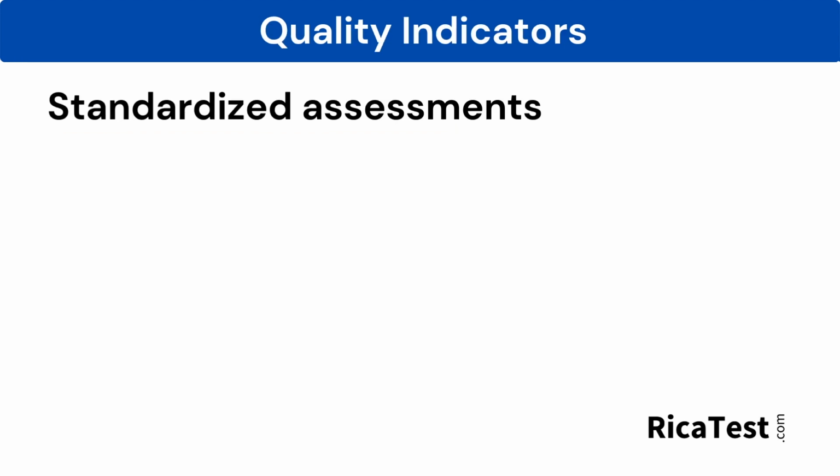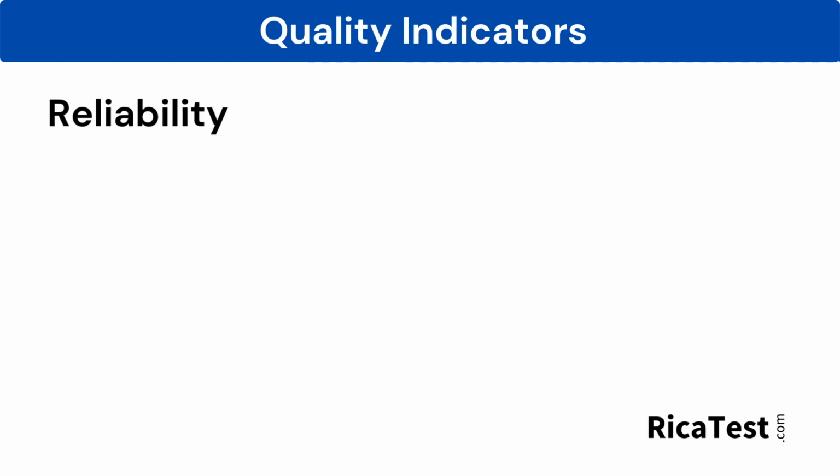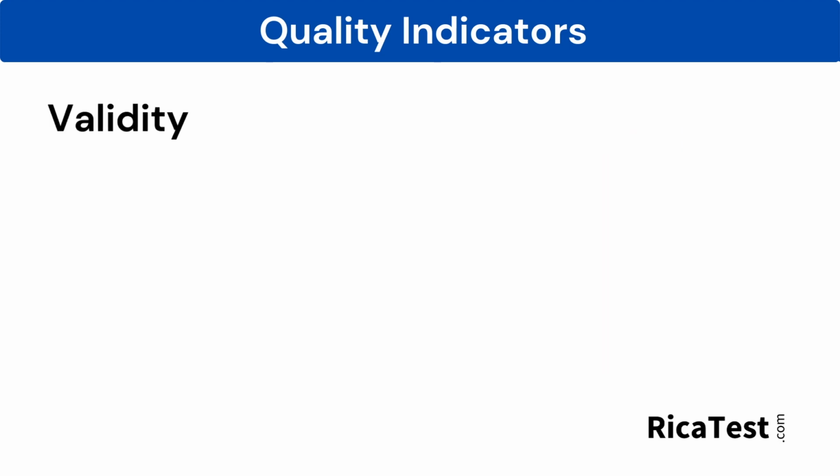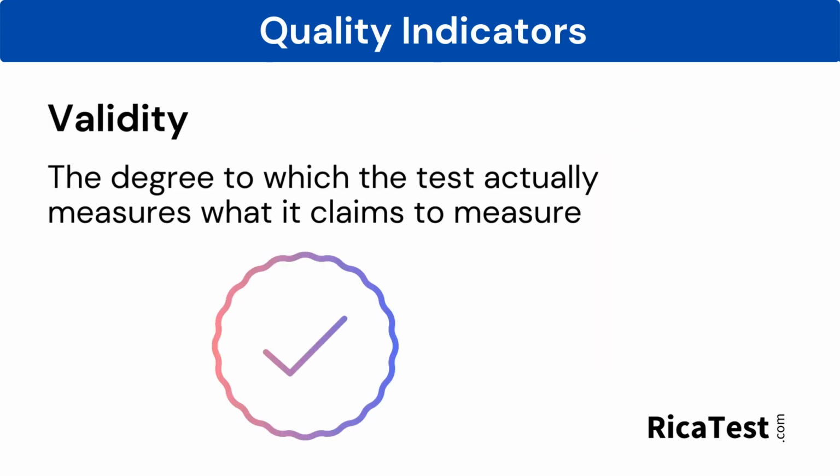In this next section, you'll learn about the two quality indicators that apply to standardized assessments. The first being reliability, which is when the same test produces consistent scores over time. The next is validity, which is the degree that the test actually measures what it claims to measure.